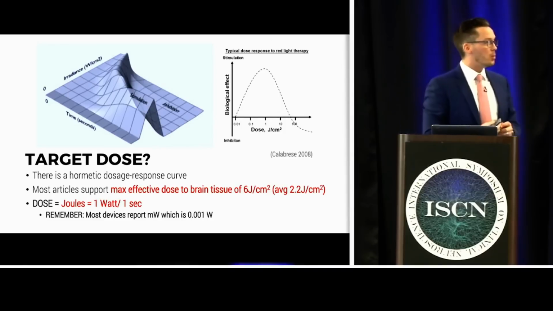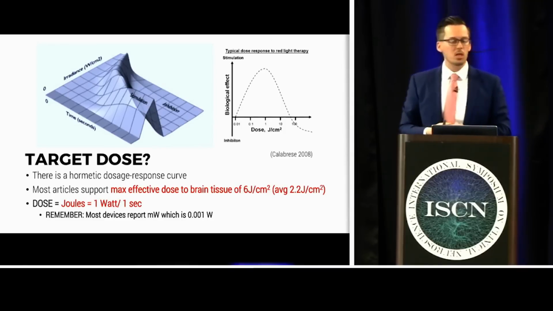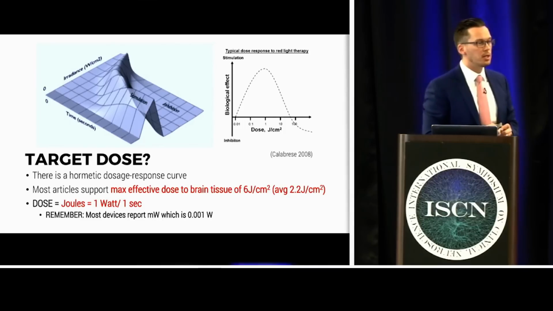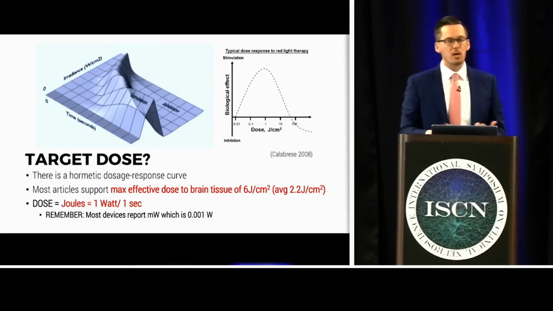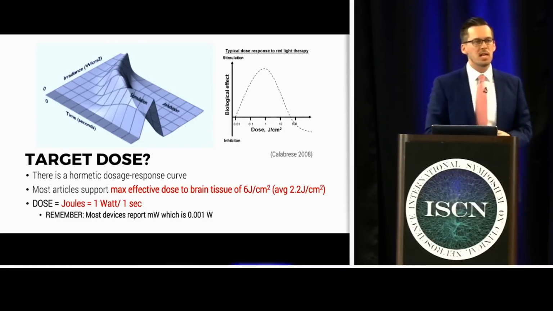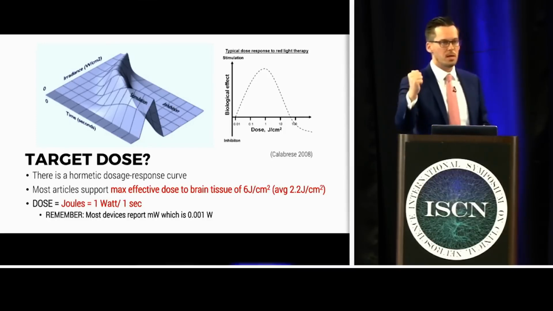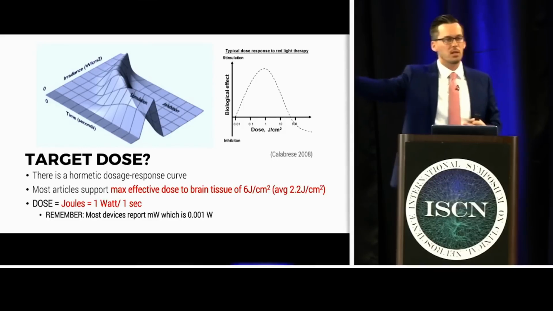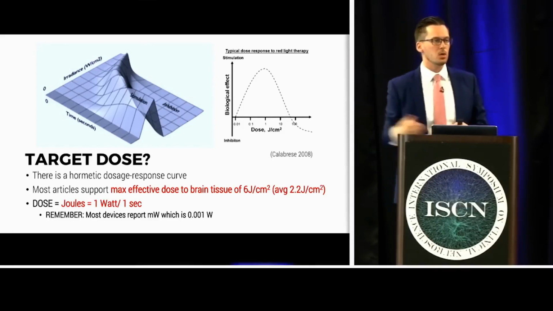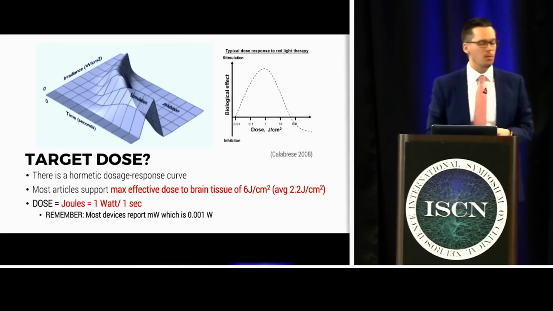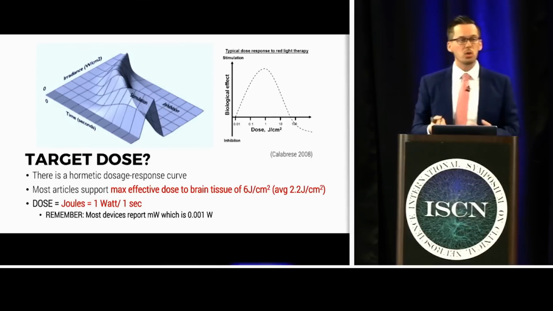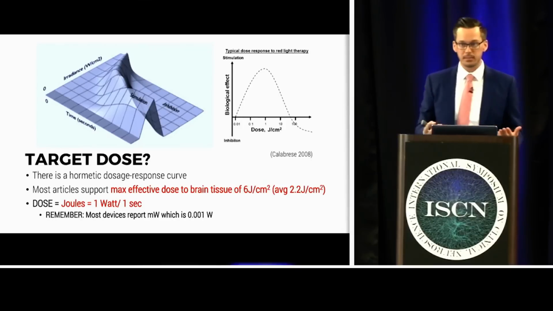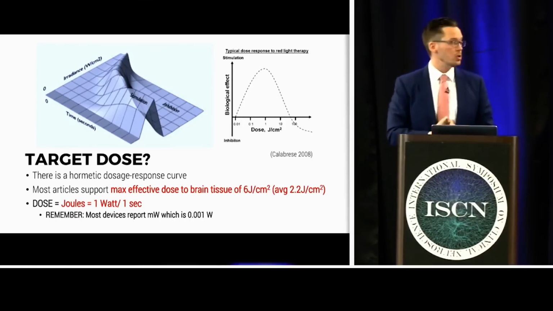Right now, the literature pretty well supports that the maximum tissue dosage for photoneuromodulation is about 6 joules per centimeter squared, but the average is about 2.2. So this is not what you're delivering from your instrument. We have to look at it from the perspective of the tissue we're trying to treat, so we're going to work backwards in calculating some of our dosage. Dose is usually in joules, and a joule is 1 watt per second. That's the calculation of a joule.